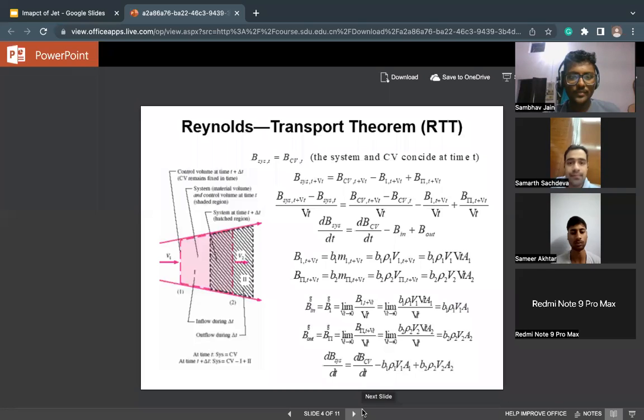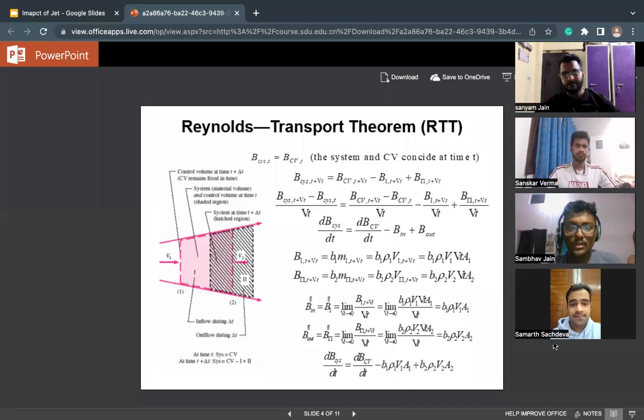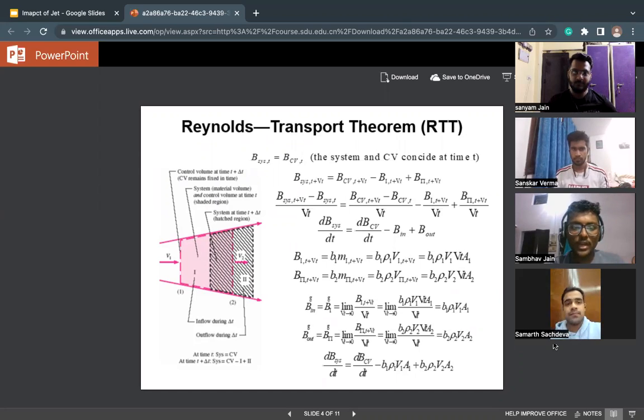Hello everyone. So my part starts from the derivation of the Reynolds transport theorem. So basically, what does the Reynolds transport theorem say? It deals with the intensive and extensive property of the control volume.